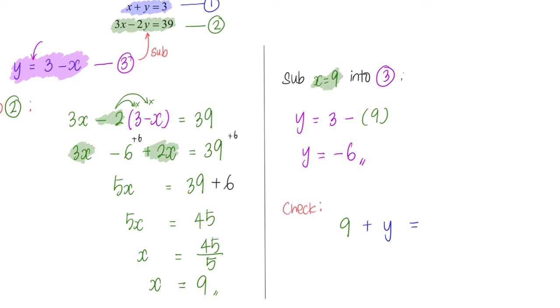And my y is negative 6. So I'm going to rewrite y as negative 6. 9 minus 6 does give me back my 3. So we are correct. Okay?